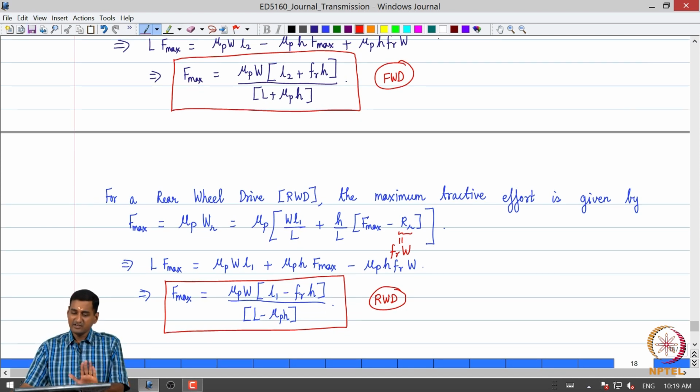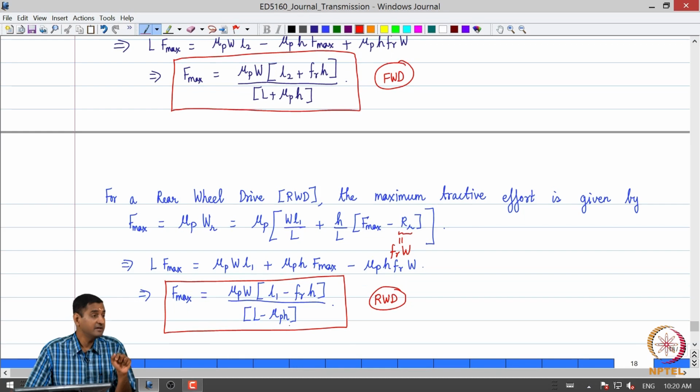For the sake of comparison, let us first consider the denominator term of the two expressions. The term in the denominator of the front wheel drive F max is L plus mu p h. The term in the denominator of the rear wheel drive F max is L minus mu p h. So which is smaller? L minus mu p h. So the reciprocal is going to be greater in the expression for the rear wheel drive.